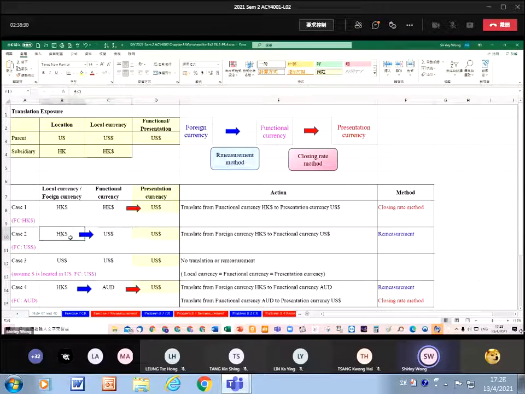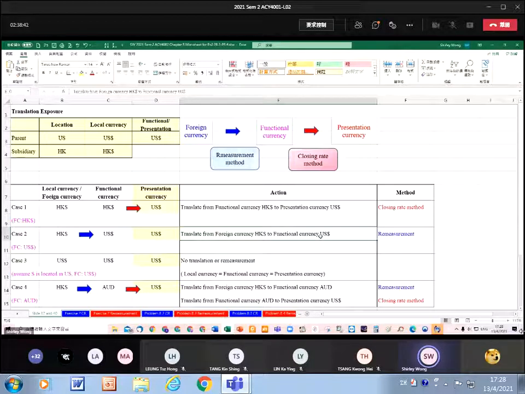Okay, other than functional currency will be the foreign currency. At that moment, Hong Kong dollar will become foreign currency. Hong Kong dollar, foreign currency, functional currency is US. You need to translate from Hong Kong dollar into US dollar. That is translate from foreign currency to functional currency. Then you need to use remeasurement method.